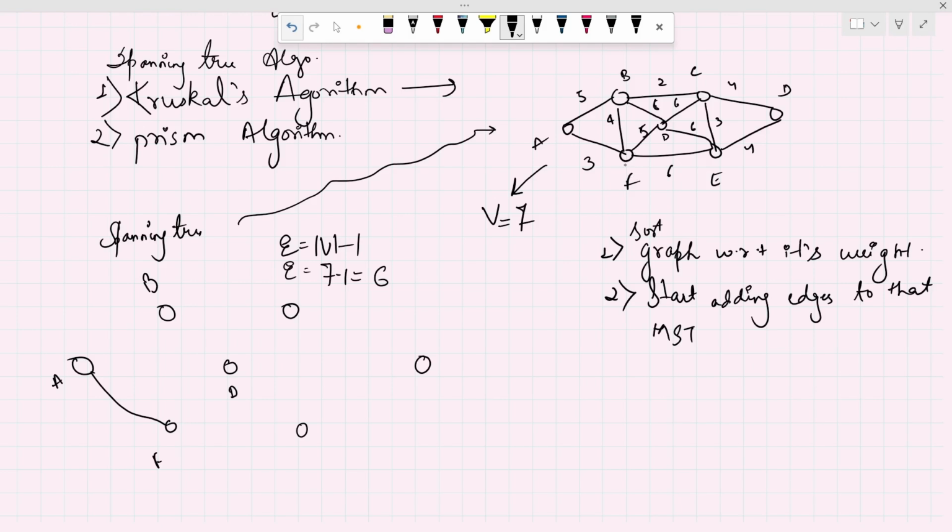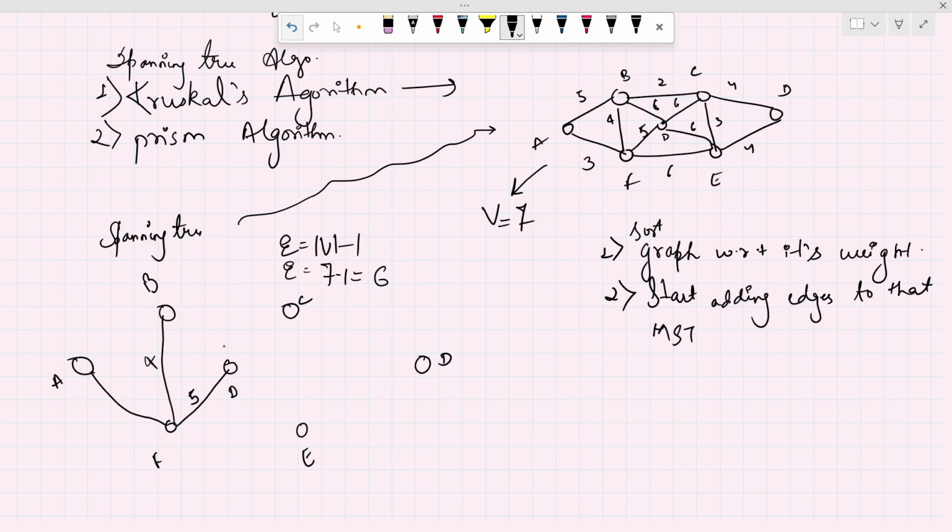But if you connect directly from F to B, the weight is 4. And the first point says that we have to sort with respect to its weight. So from F to B we are connected, and now we have to connect D. From B to D the weight is 6. Among A, B, C, D, from C to D the weight is also 6, and from A to D the weight is also 6. The weight which is smaller than these three is from F to D.